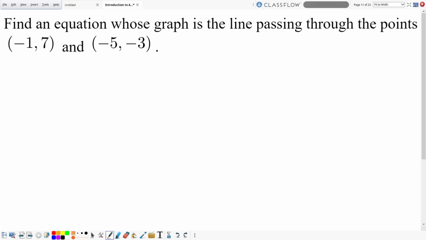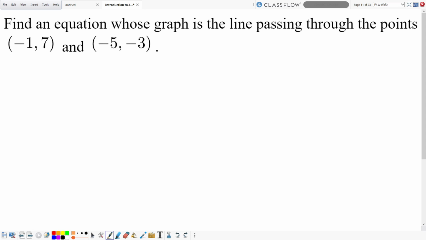Okay, hello again. Now we're going to be working with pieces of information that we might find on our coordinate plane or graph, and we're going to use that to build some linear equations. So, here's our first problem. Find an equation whose graph is the line passing through the points -1 comma 7 and -5 comma -3.